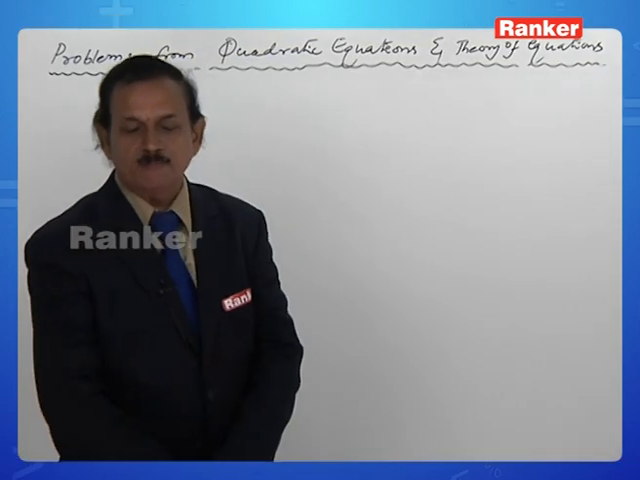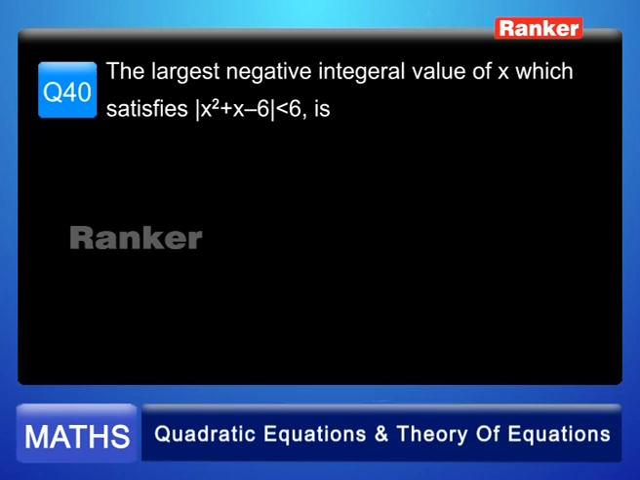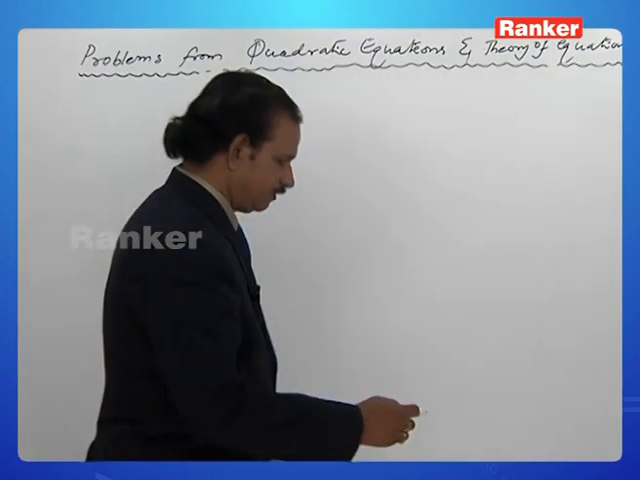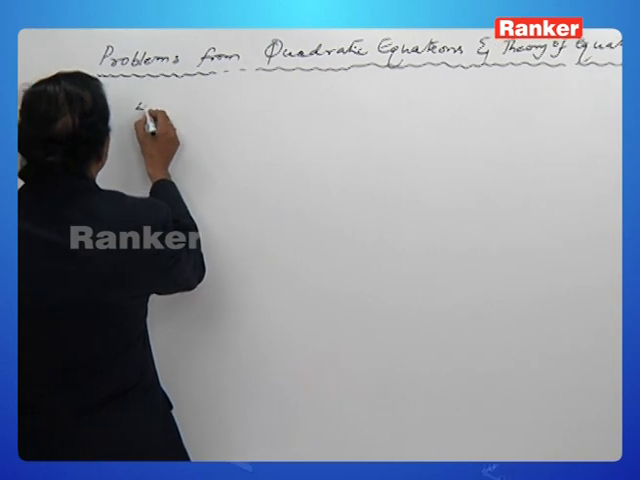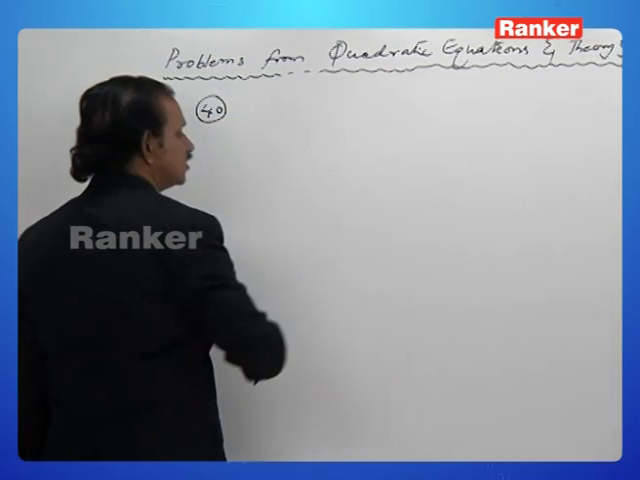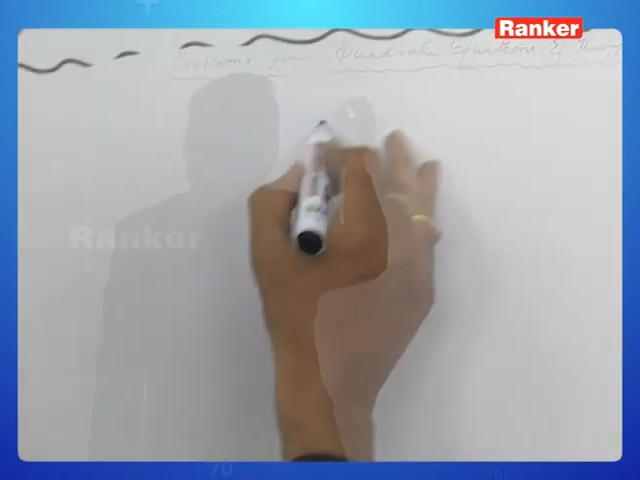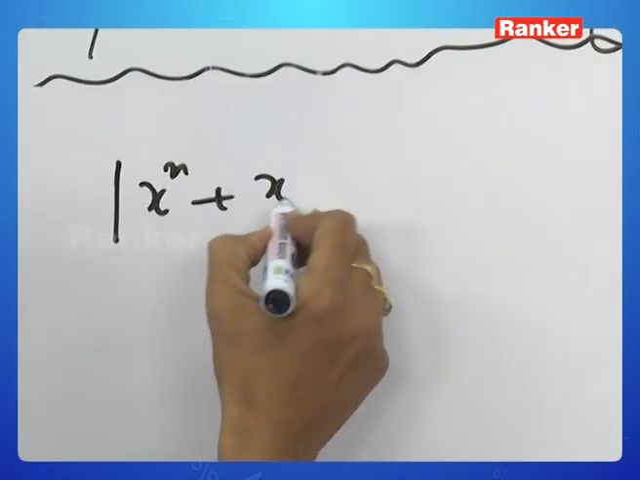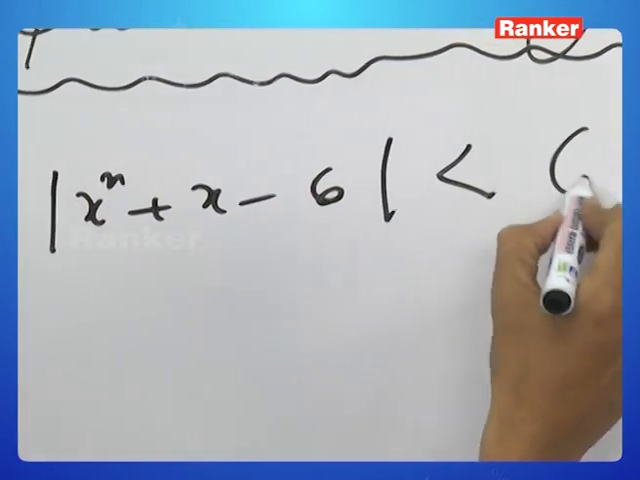The next question before us is the largest negative integral value of x for which the inequality mod x square plus x minus 6 is less than 6 is satisfied. Option A is minus 2, option B is minus 4, option C is minus 3, and option D none. Let us observe the inequality. This is question number 40. The inequality given here is mod x square plus x minus 6 less than 6.